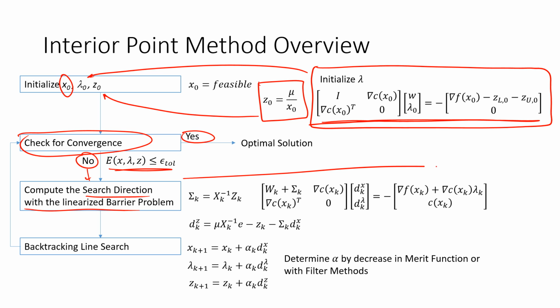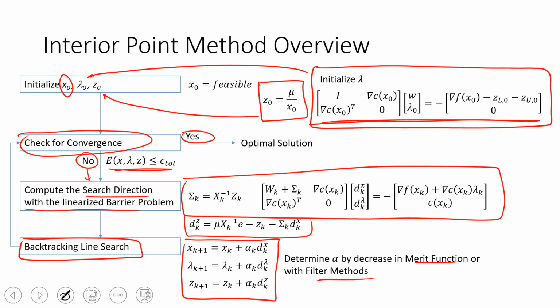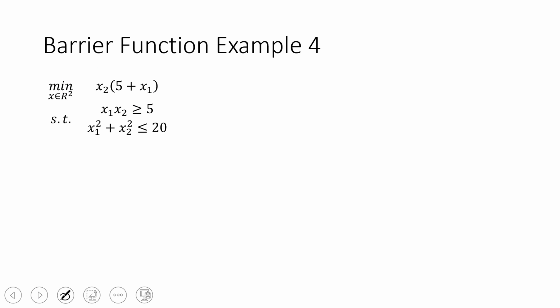Okay, and that was this formula right here. Don't forget the d value there. And then we have a backtracking line search. So alpha, start off with 1, maybe go to 0.5. You might decrease that with the merit function or a filter method. Okay, so this is a big picture overview.